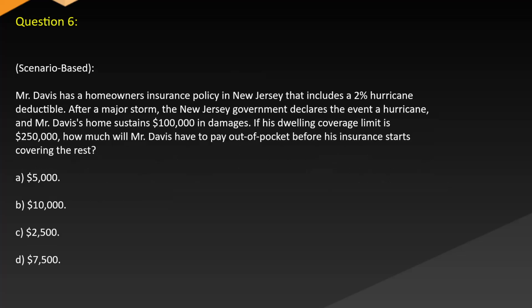Question 6, scenario-based. Mr. Davis has a homeowner's insurance policy in New Jersey that includes a 2% hurricane deductible. After a major storm, the New Jersey government declares the event a hurricane and Mr. Davis's home sustains $100,000 in damages. If his dwelling coverage limit is $250,000, how much will Mr. Davis have to pay out of pocket before his insurance starts covering the rest? A, $5,000, B, $10,000, C, $2,500, D, $7,500.